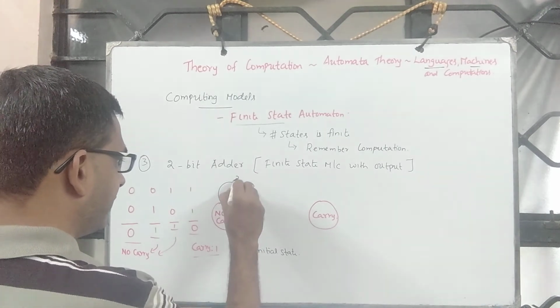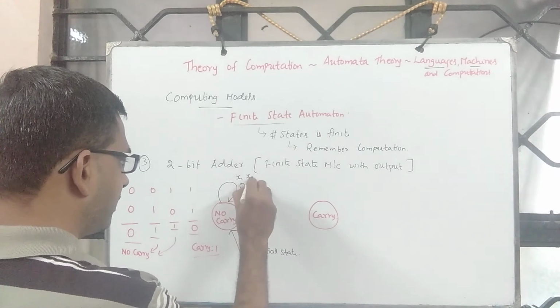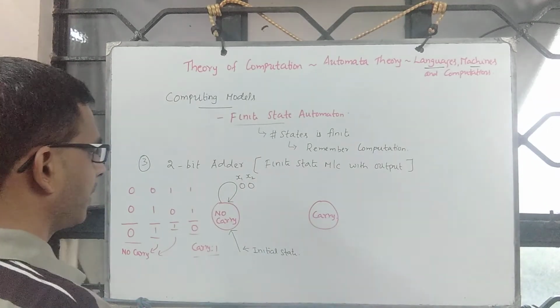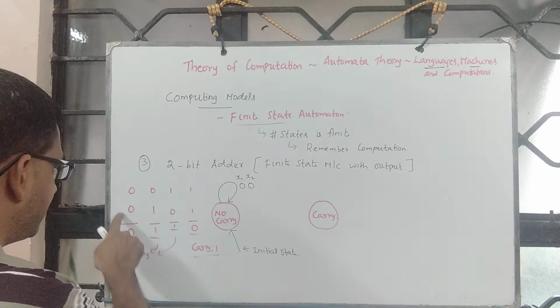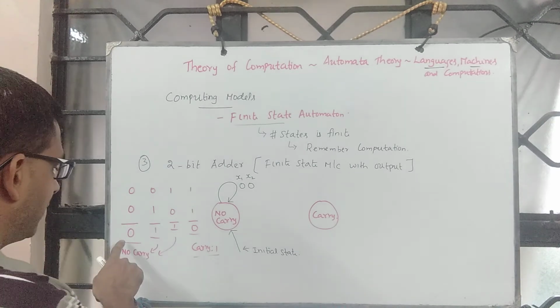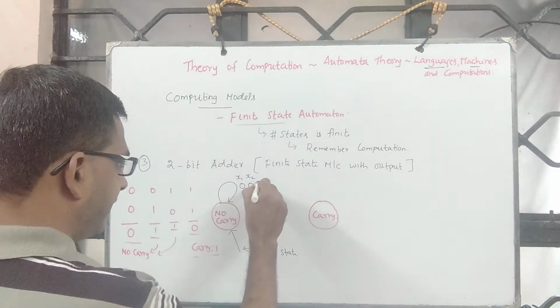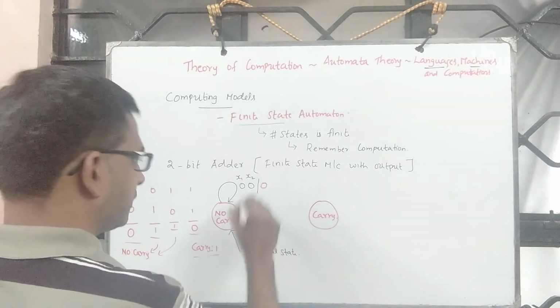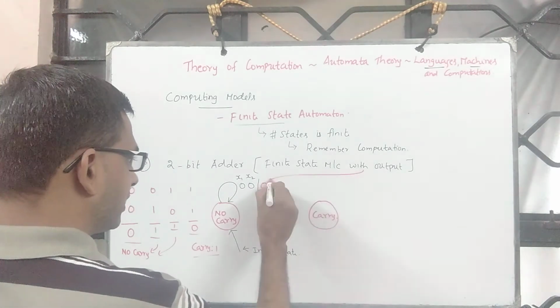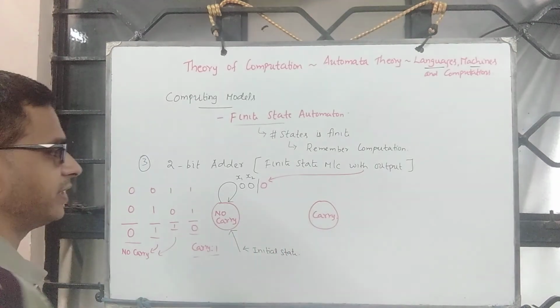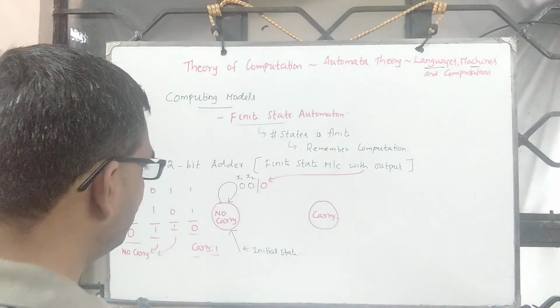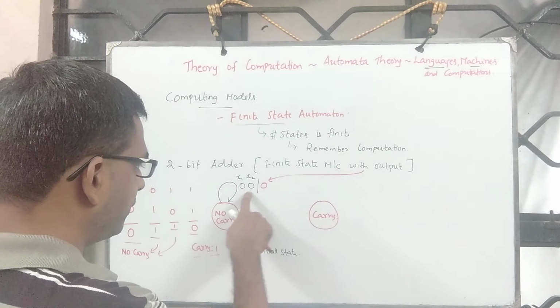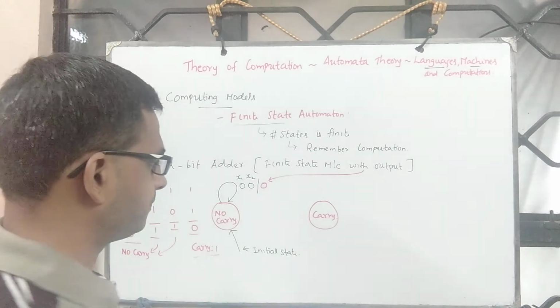So, let me call the first bit and the second bit. When I receive 0 and 0, what is the sum? Let me write the sum here. This is what I call the output. It is a finite state machine wherein you describe the input as well as the output.